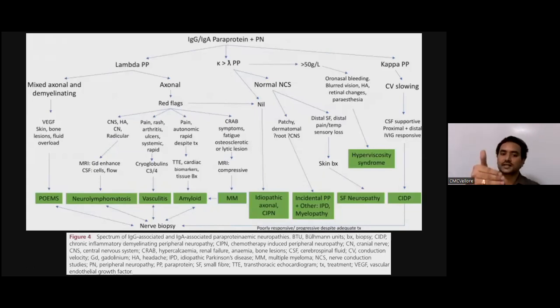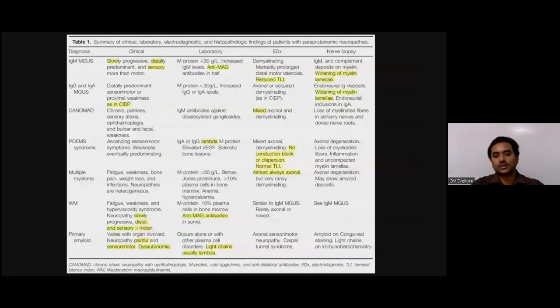Then same if it is axonal, again same red flags, CNS neurolymphomatosis, because IgM we are thinking as Bing-Neel's, so neurolymphomatosis, pain, rash, cryoglobulins, and autonomic amyloid, and CRAB symptoms, osteosclerotic and lytic lesions. Then it will be multiple myeloma picture. This is the spectrum of IgG paraproteinemia. So this is the whole picture.